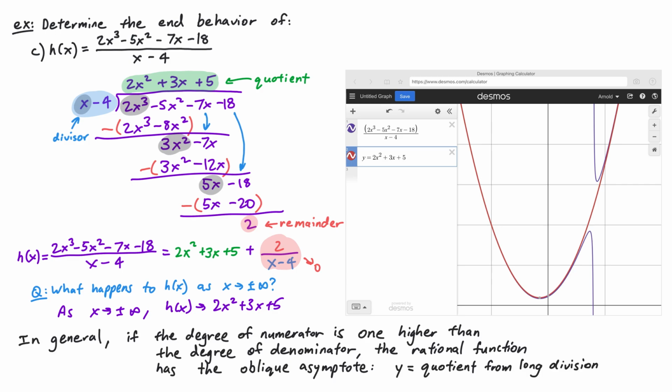So our general pattern is this. If the degree of the numerator is 1 higher than the degree of the denominator, the rational function has an oblique asymptote, and it's given by y equals the quotient from the long division. If the numerator has any higher degree after that, we would no longer classify it as an oblique asymptote. So in this video, we learned the circumstances that lead to oblique asymptotes, and we also learned how to find them using polynomial long division.